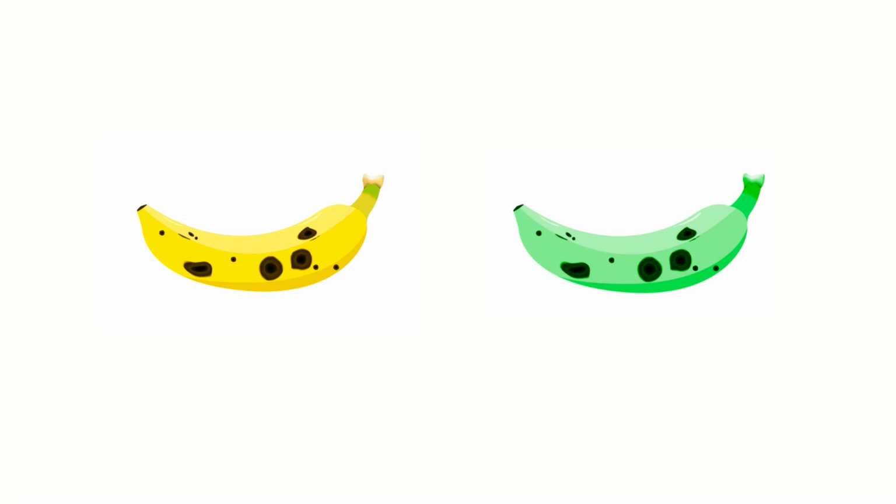Spot the difference between these two bananas. While it's healthy for a banana to have some spots while yellow and ripe, deep brown spots on a green banana are a symptom of the disease anthracnose.